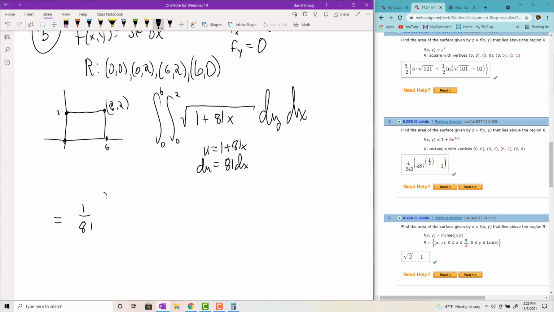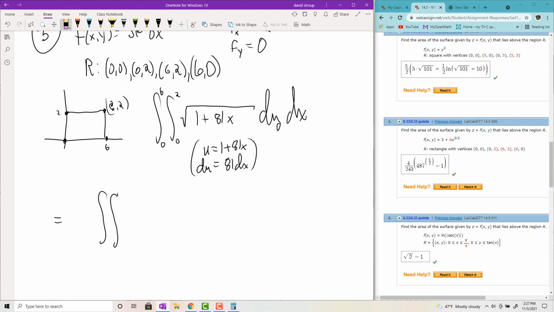Okay, so I need to integrate that thing then. What is it? It's the integral of the square root of u with respect to u, and then dx, I believe. Well, wait a second, I'm getting carried away, right? I have to do dy first. Sorry. So eventually we're going to do that u sub. Let me just put it in parentheses for now.